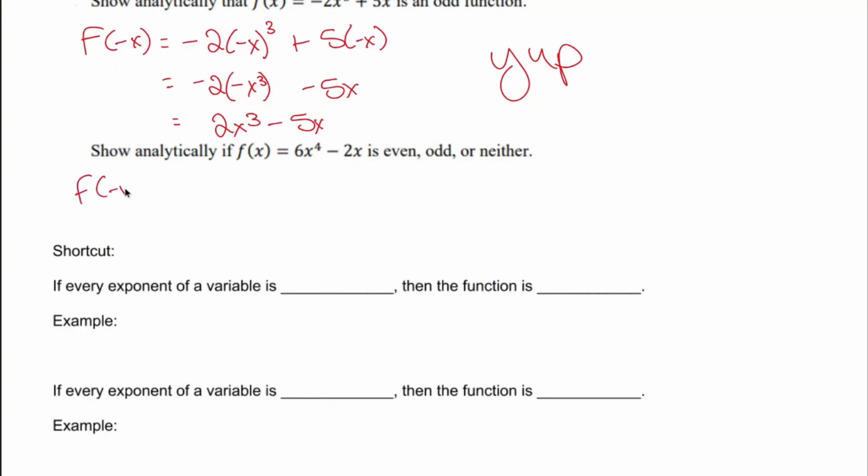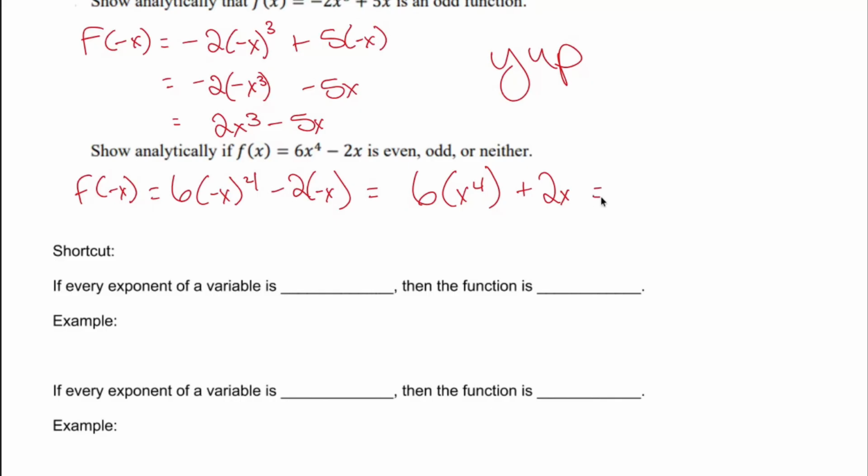So f of negative x is going to be 6 times (negative x) to the fourth minus 2 times negative x. Negative x to the fourth is positive x to the fourth. Negative 2 times negative x is positive 2x, and at the end of the day, we get 6x to the fourth plus 2x. 6x to the fourth is the same as 6x to the fourth. Negative 2x is the opposite of positive 2x. That's where we get the neither.